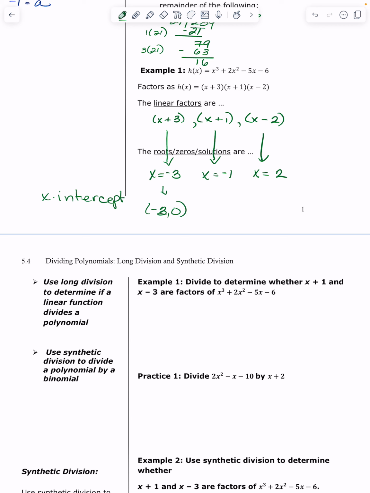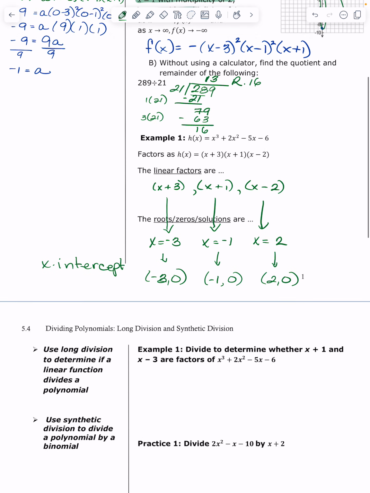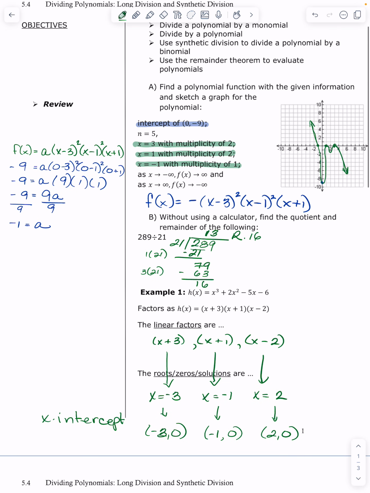When I plug in -3 for x, I get 0 for y. When I plug in -1 for x, I get 0 for y. And when I plug in 2 for x, I get 0 for y. And that is the end of page 1.